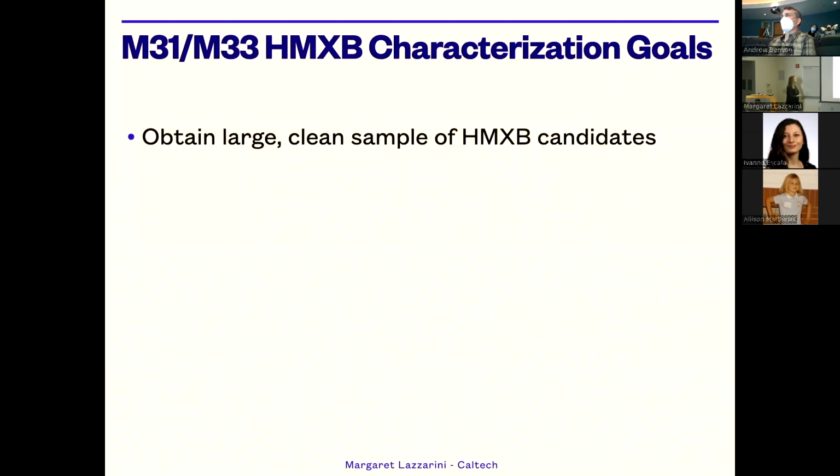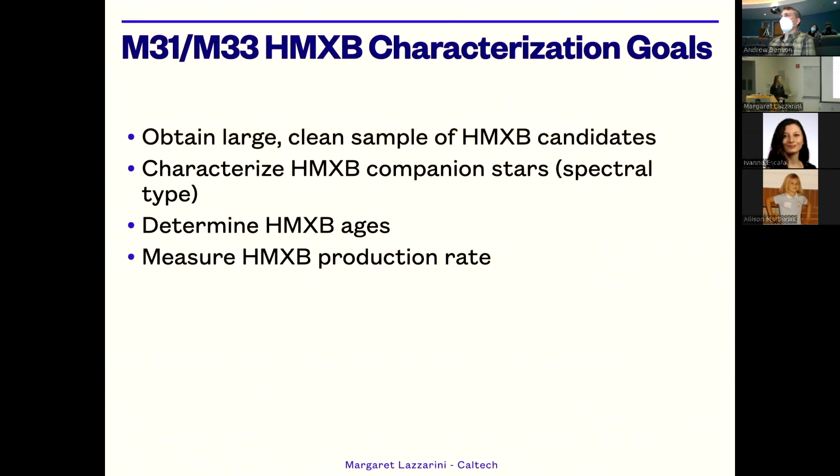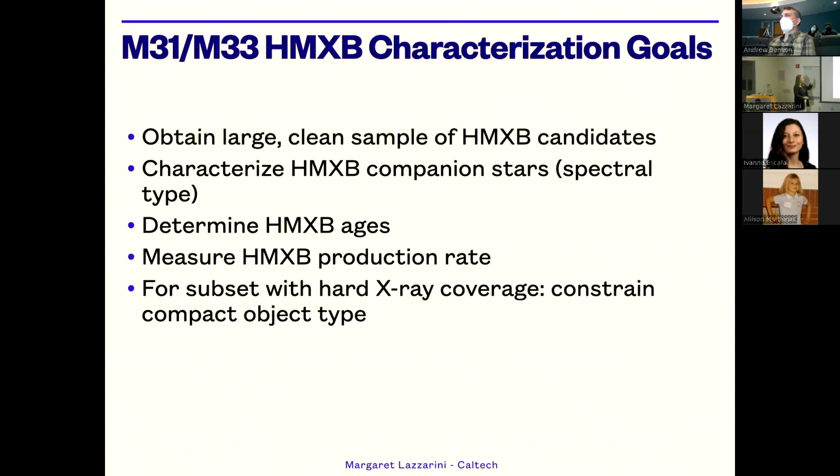So we want a large, clean sample of HMXB candidates. I'll talk in just a couple minutes about what types of contaminants we might get in our sample, and how we go about removing those. And then we want to characterize these companion stars, so figure out their spectral types and their physical properties like masses, temperatures, luminosities, radii, etc. We want to determine the ages and the production rate for the HMXBs in these galaxies. And for the subset that have hard X-ray coverage, we want to constrain the compact object type as well.